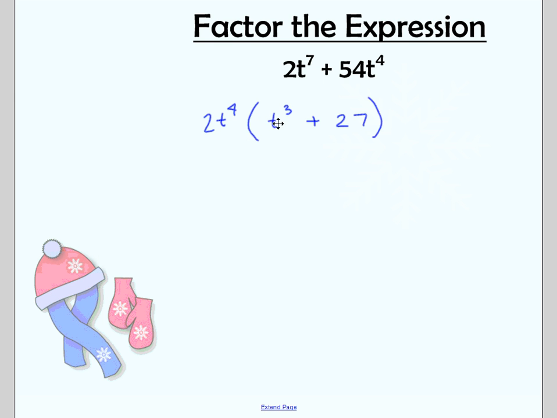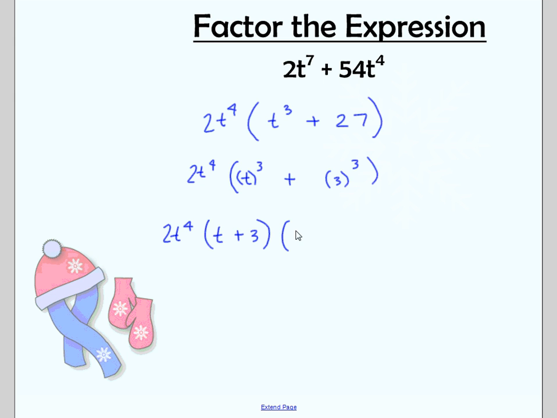So now my next step is to rewrite each of these as something cubed. So I have 2t to the 4th, so that I'm just going to leave outside the parentheses. I have t to the 3rd, that's already something cubed, plus 27 I'm going to rewrite as 3 cubed. So t would be my a, and 3 would be my b. So I have 2t to the 4th. My first one is going to be a plus b, so t plus 3.